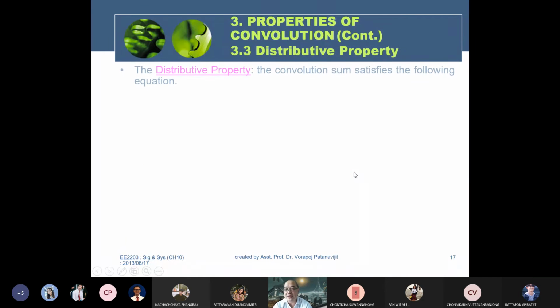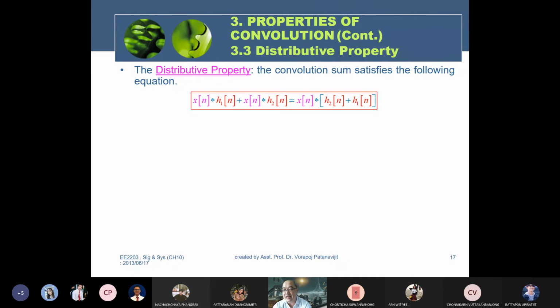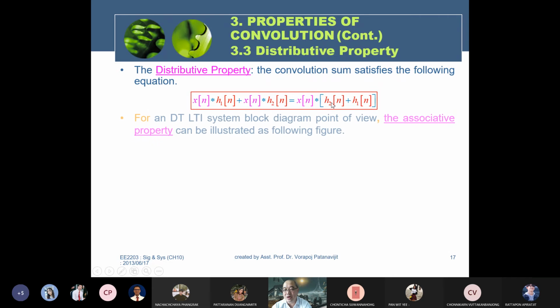Next one is the distributive property. The distributive property of the convolution sum will be certified here. You convolve two signals. Xn, you can see, is maybe the input, and H1 and H2 are the systems that cascade together. The result will be Xn convolved with the sum of them first.